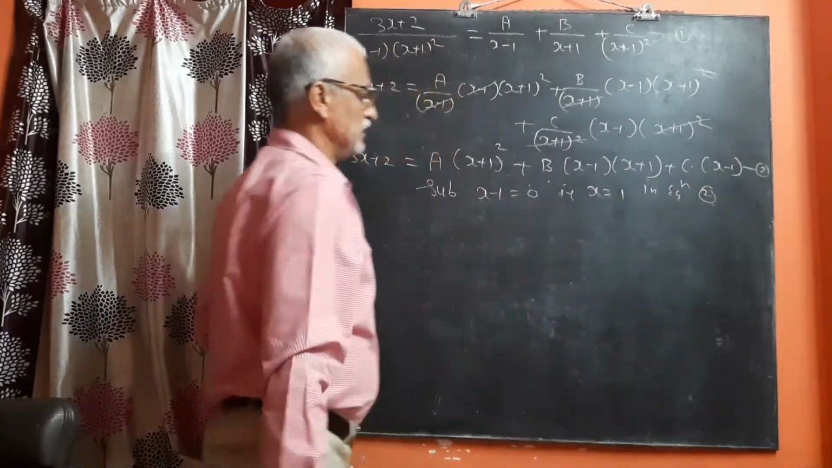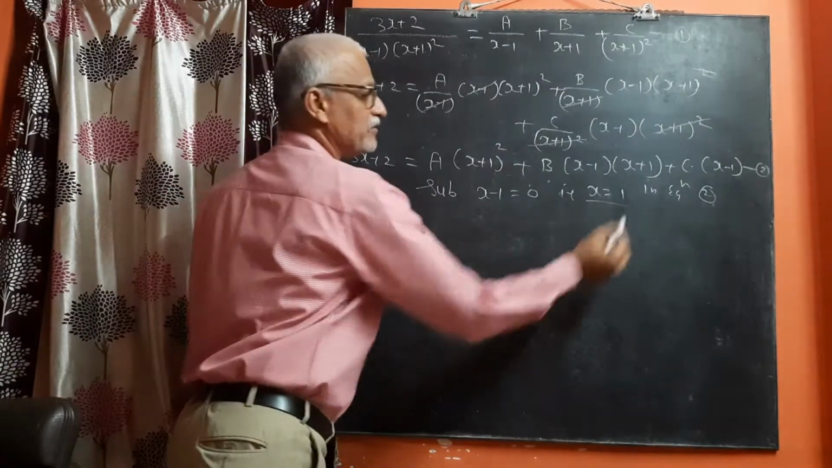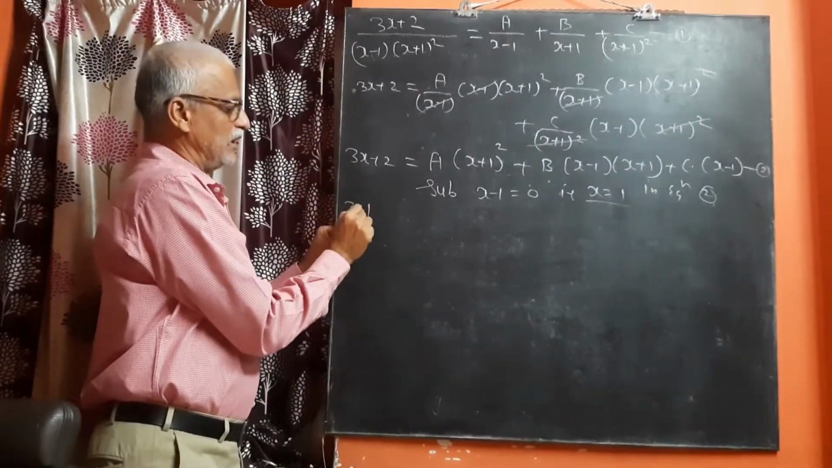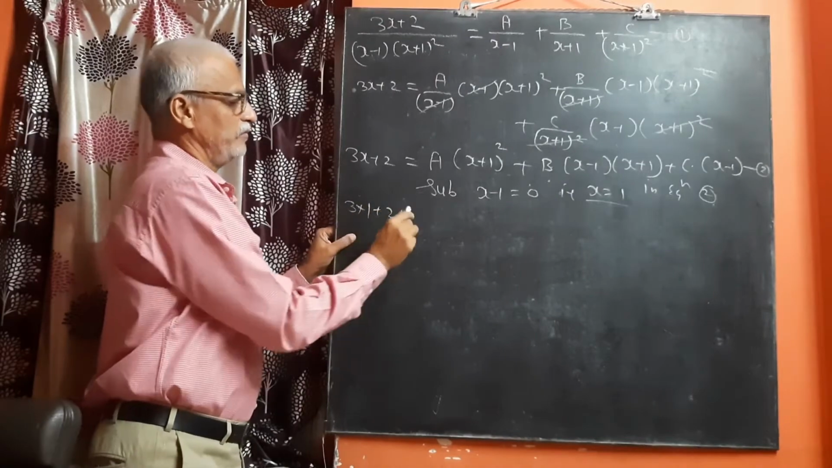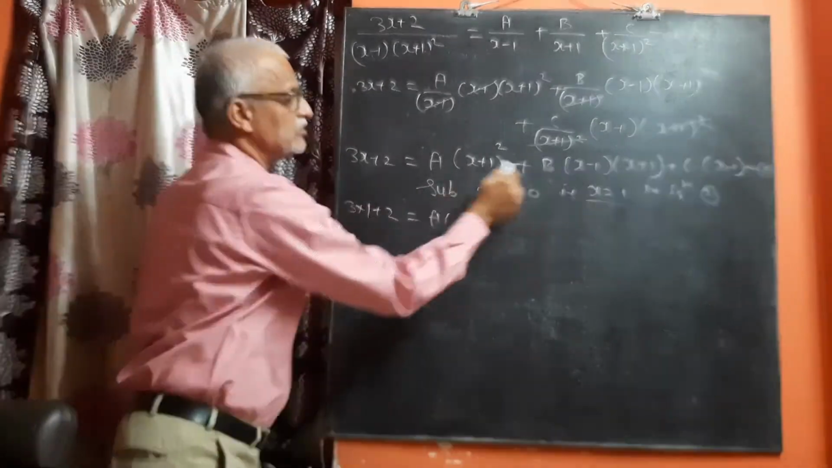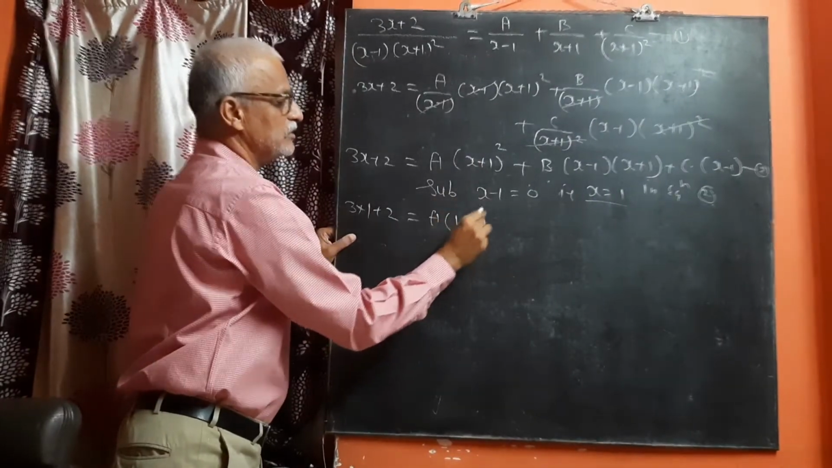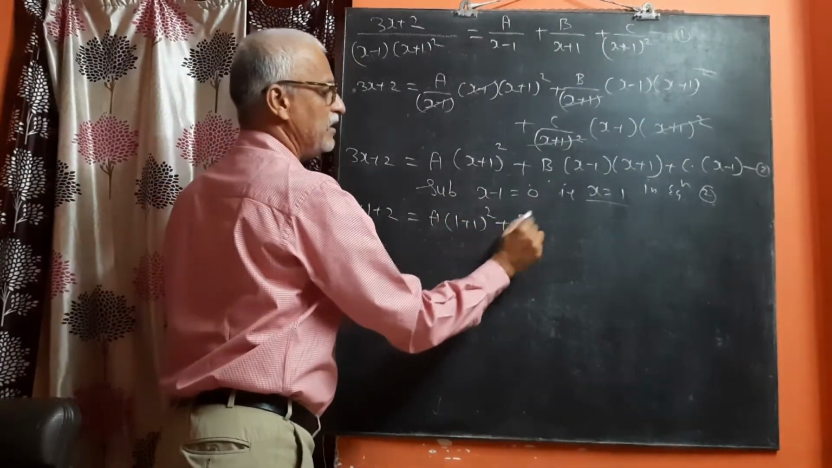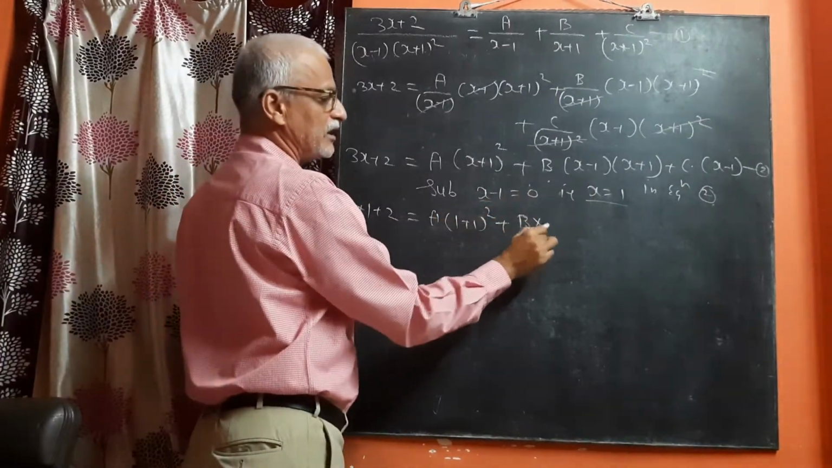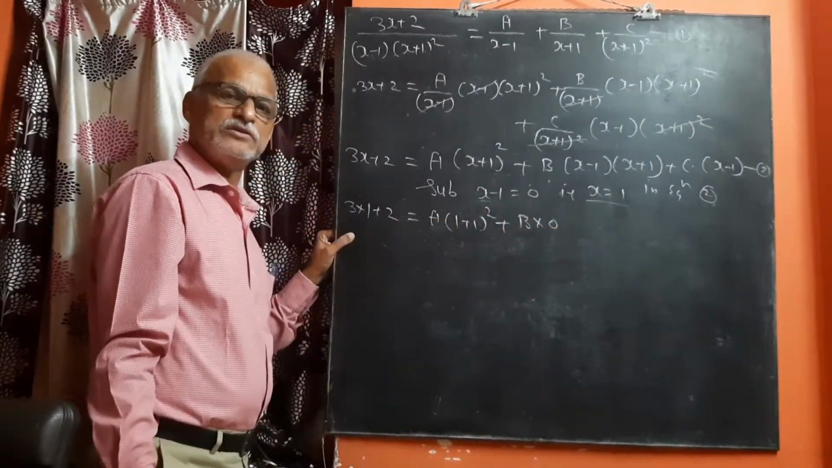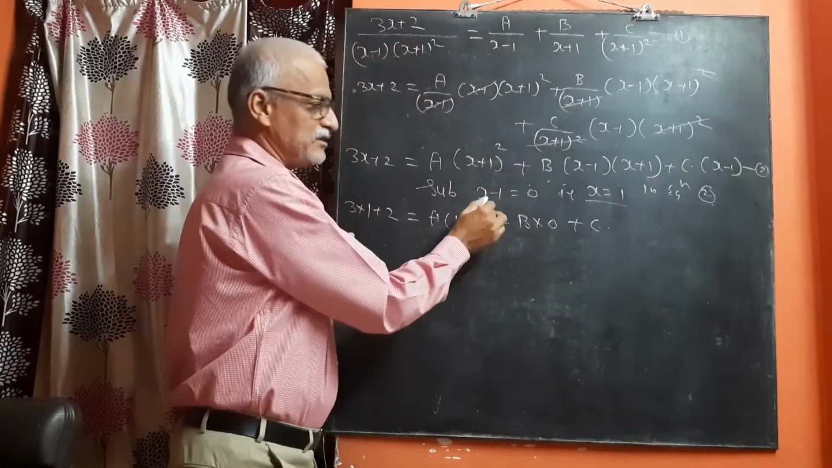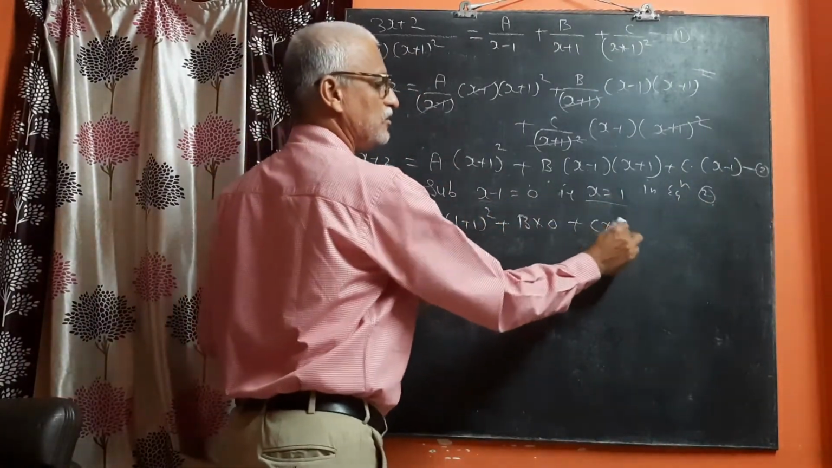We have to substitute x equals 1. So this will be 3 into 1 plus 2 equals a into (1 plus 1) the whole square, plus b into (x minus 1). But the value of x minus 1 is 0, so you can directly put it as 0. Plus c into again x minus 1, again x minus 1 equals 0, so you get c into 0.